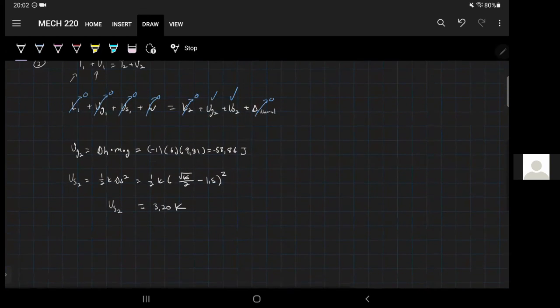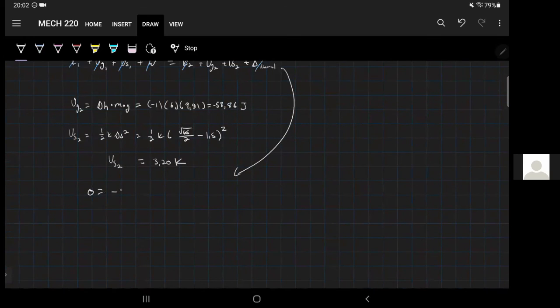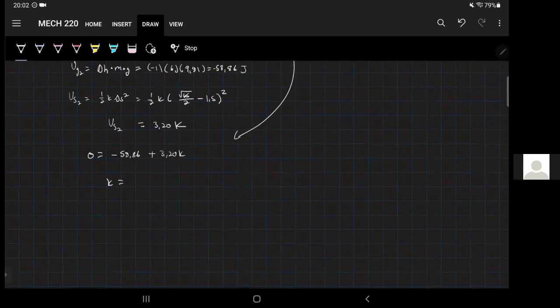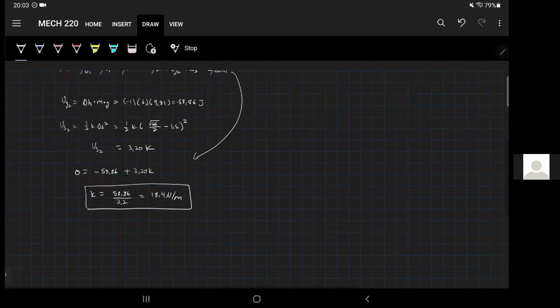Right? And now I can use this equation here. So I know that 0 is going to be equal to minus 58.86 plus 3.20 k. So my k has to be 58.86 over 3.2, which gives a final value of 18.4 Newtons per meter. And that's how you solve this problem.